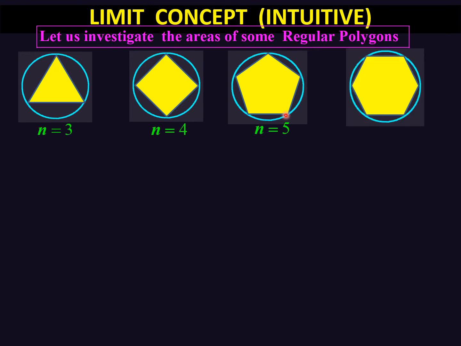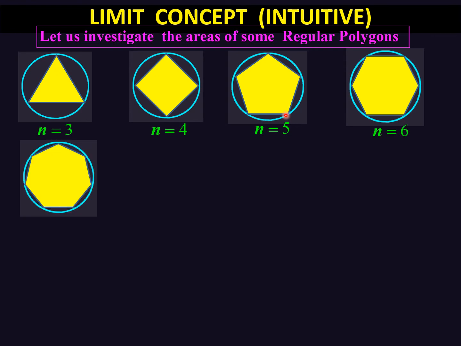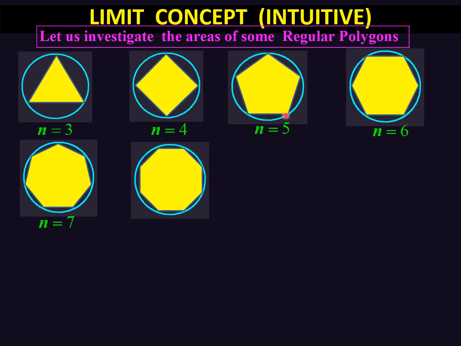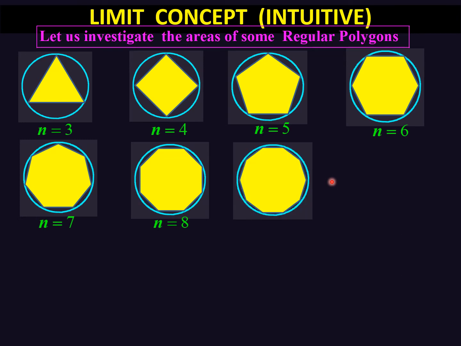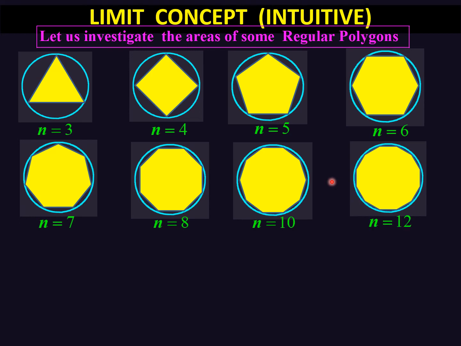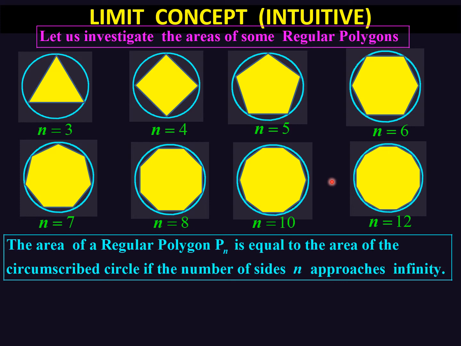That's a pentagon. One with 6, that's a hexagon. Gets closer even. And the one with 7, that's a heptagon. Even gets closer. And one with 8, what do we refer to that one as? An octagon, right? And then we take one with 10, that's a decagon. And then we can go on, we can have 12 and 14, it gets closer. And the more sides we take, the closer it gets to the circle.